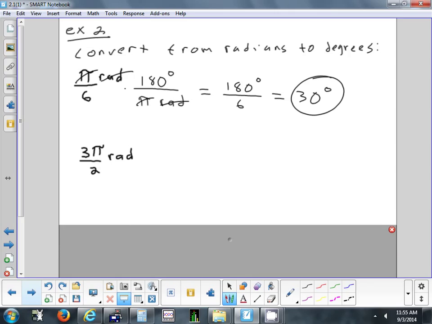Let's try 3 pi over 2. This time, I'm going to show it to you the way the book is going to do it in the homework. It's just going to say convert 3 pi over 2 to degrees. Okay. What are you going to multiply by to change radian to degree? 180 over pi. Yep. And as long as there was a pi in the original problem, there's usually a lot that cancels out. Those cancel out. 2 divides into 180 90 times. And we're left with 3 times 90 degrees. 270.